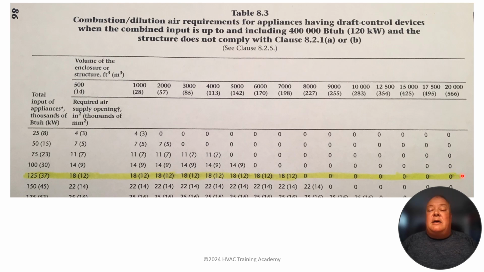We're going to come down and we're going to marry up to the 125,000 BTU line, and right beside my highlighter there, you'll see a 0. And what that tells us is we have enough air in the house to support the combustion for those appliances. So this is the first step.